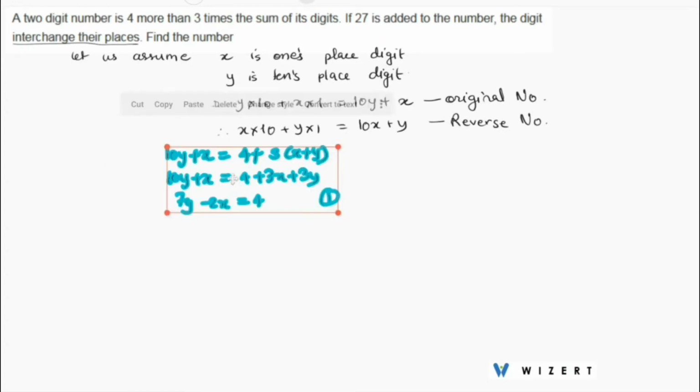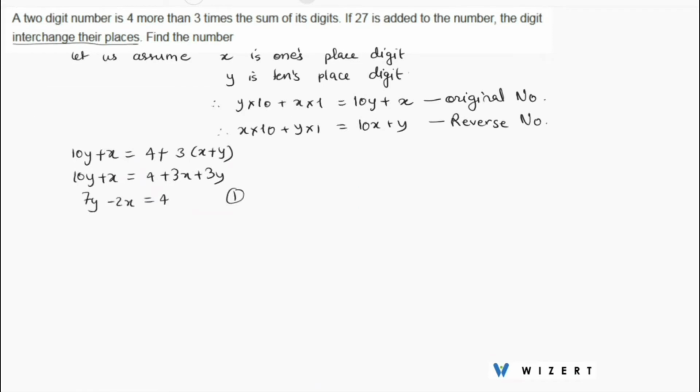Now let's look at this next statement. If 27 is added to the number, the digits interchange their places. So we have this number 10y plus x. If I add 27 to it, the digits exchange places, so we get the reverse number 10x plus y.